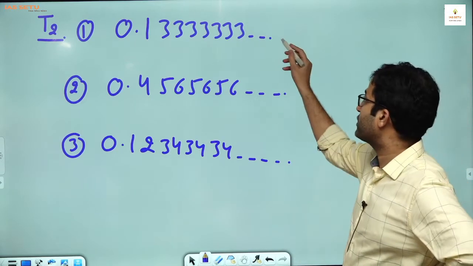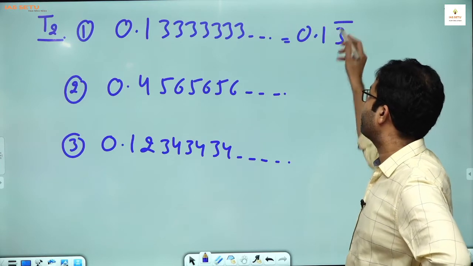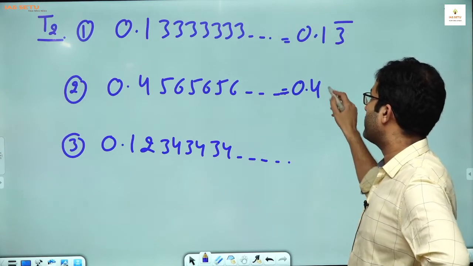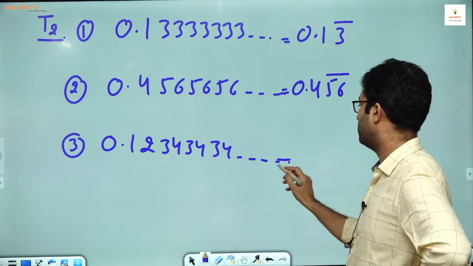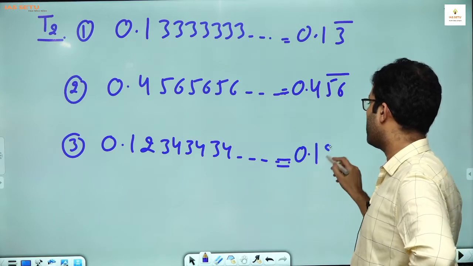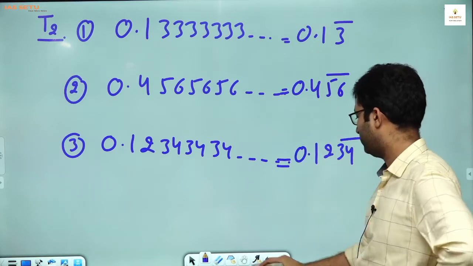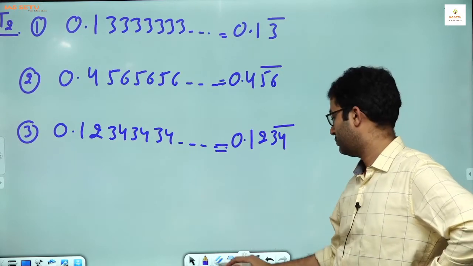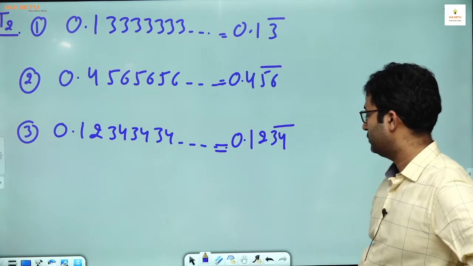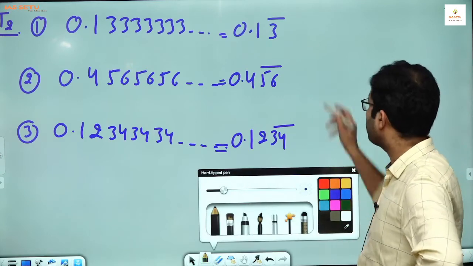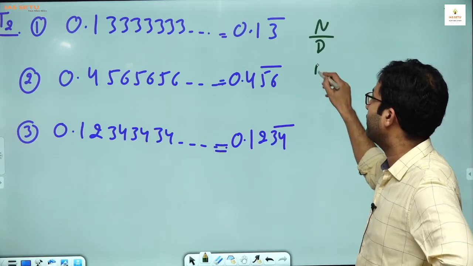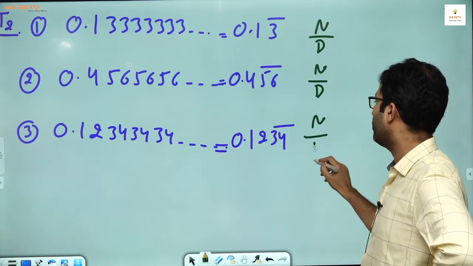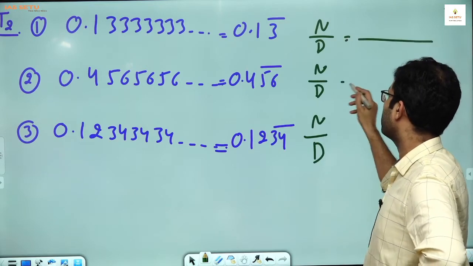So now, first we express this as 0.1 bar on 3. This is 0.4 bar on 56. This is 0.12 bar on 34. We have two things: numerator, denominator; numerator, denominator; numerator, denominator. First I tell you the denominator.